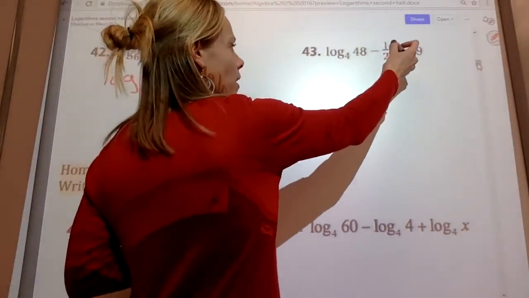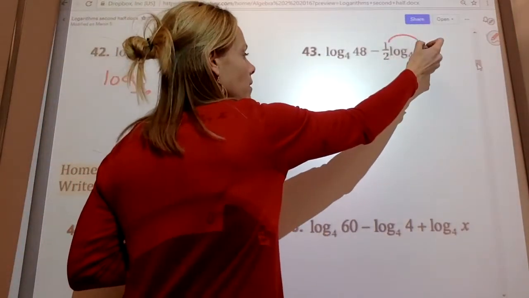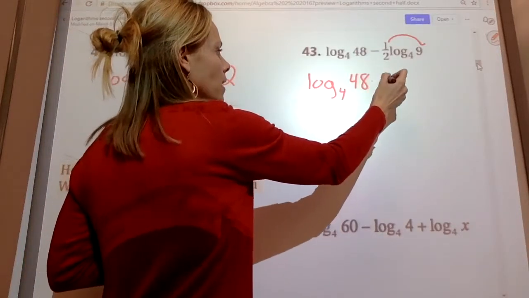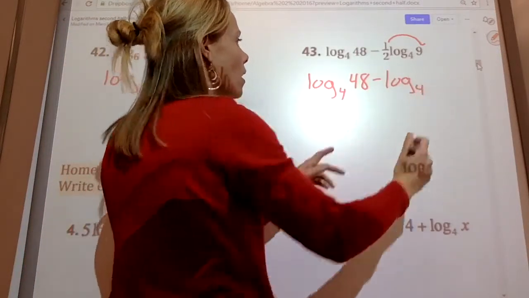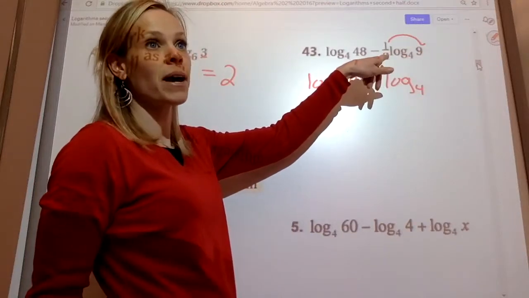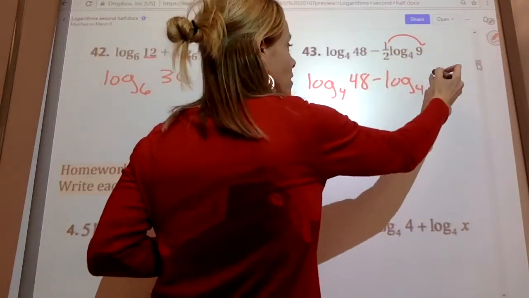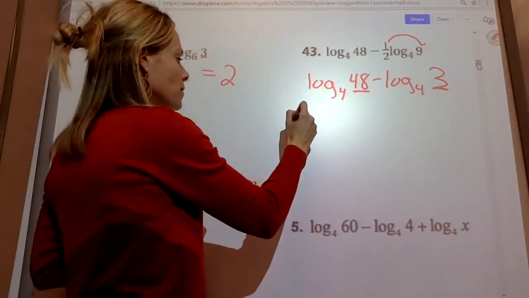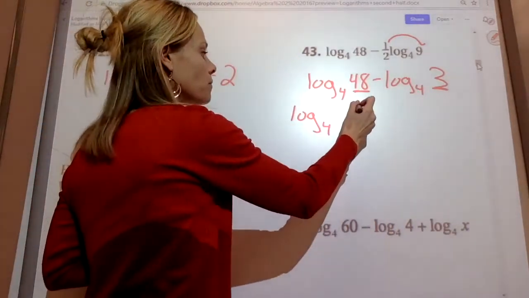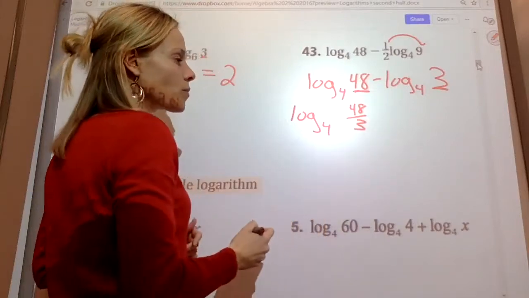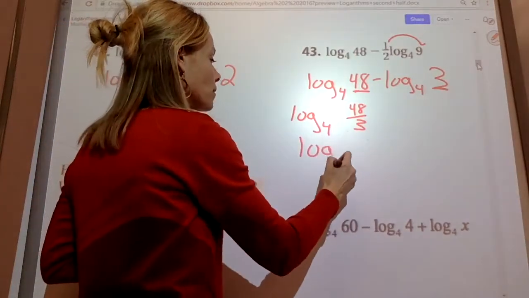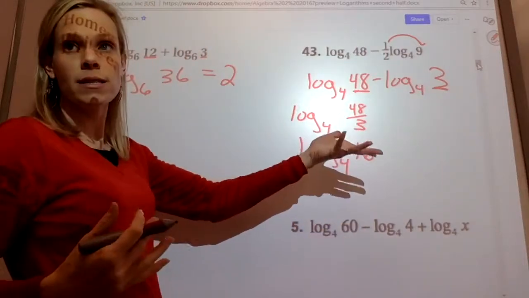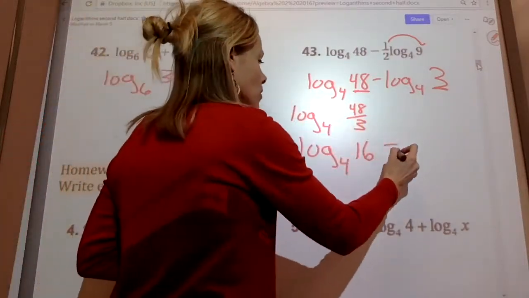Don't forget, right, you have to move it back as a power. So log base 4 of 48 minus log base 4 of, what is 9 to the 1/2 power? 3. Then I can divide. So log 4 of 48 over 3. What's 48 divided by 3? 16. 4 to what power is 16? 2.